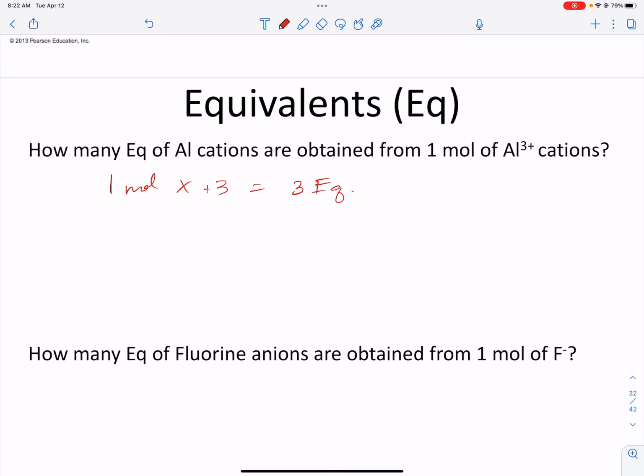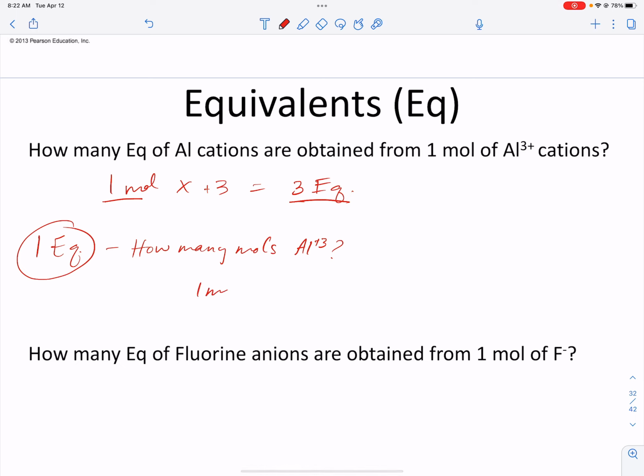Now if I ask you, I only need 1 equivalent. That's why I'm changing the question here. How many moles of aluminum plus 3 cations would give me 1 equivalent? You say, well, I know 1 mole gives me 3 equivalents, so I just want 1/3 of that. So I would just take 1 mole and divide by 3, and I'd say 0.33 moles of aluminum plus 3 cations would give me 1 equivalent. Does that make sense? I hope so.